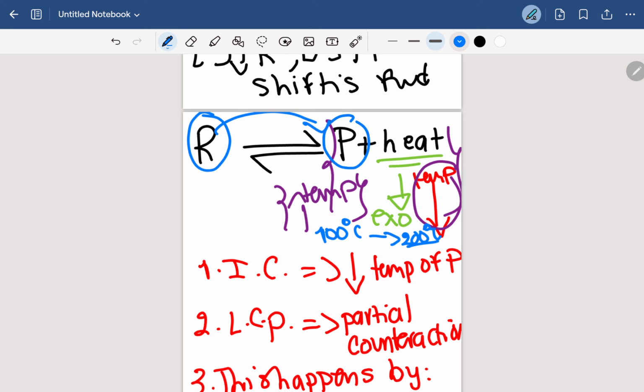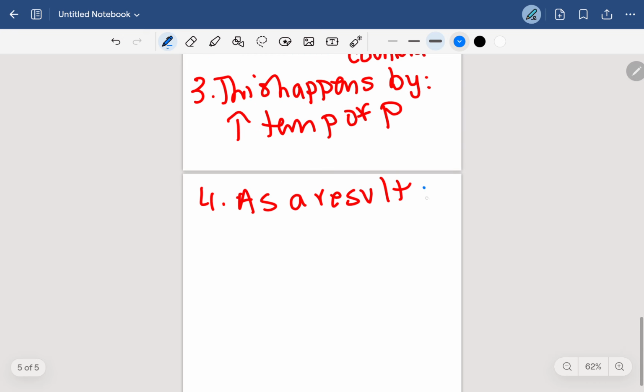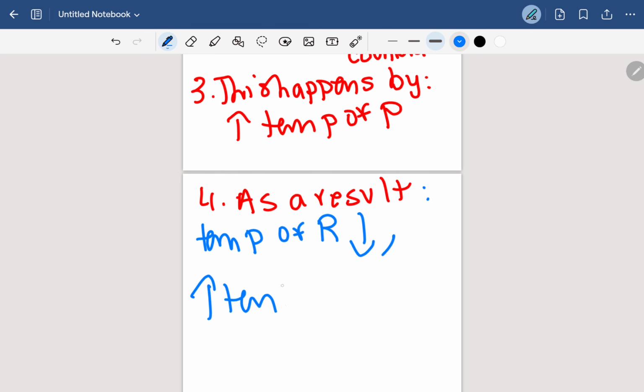So now, what is this reaction? It is going from the reactants to the products, so it is a forward reaction. So as a result, the temperature of reactants decreases because we gave from the temperature of the reactants to the products. Then there is an increase in the temperature of products, and it is a forward shift.